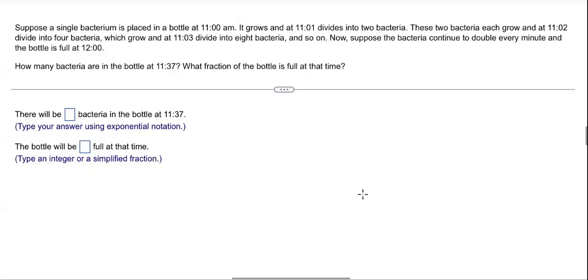Now suppose the bacteria continue to double every minute and the bottle is full at 12 o'clock. We have two questions. How many bacteria are in the bottle at 11:37, and what fraction of the bottle is full at that time? So what fraction of the bottle will be full at 11:37?